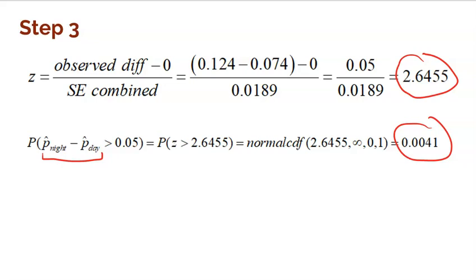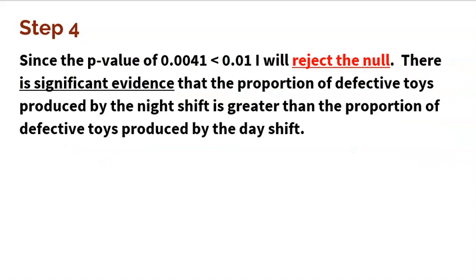So since something very significant happened, I'm going to reject the null. Since my p-value 0.0041 is less than my alpha, 0.01, I'll reject the null. There is significant evidence that the proportion of defective toys produced by the night shift is greater than the proportion of defective toys produced by the day shift. So the CEO definitely has evidence that the night shift produces more.